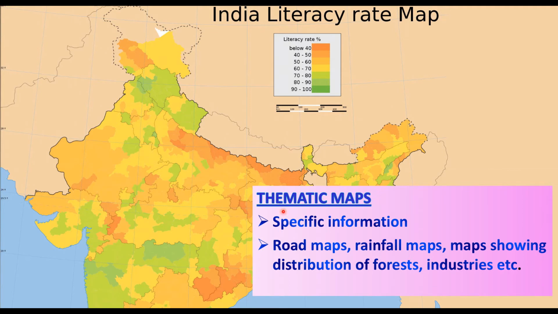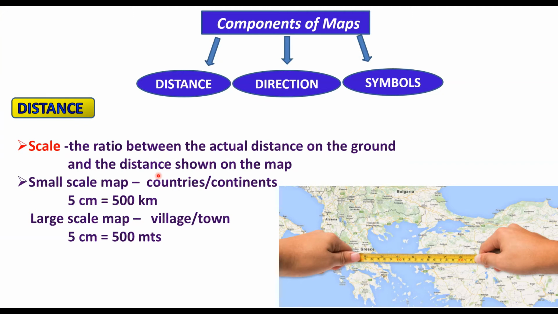They focus on specific information such as road maps, rainfall maps, maps showing distribution of industries, forests, etc. See, this is a map that shows India's literacy rate. Literacy rate is given in percentage, which is represented by various colors given here. So you can call this a thematic map. A theme or specific information is expressed in a map. Now you see, there are three components for a map. What are they? Distance, direction and symbols.